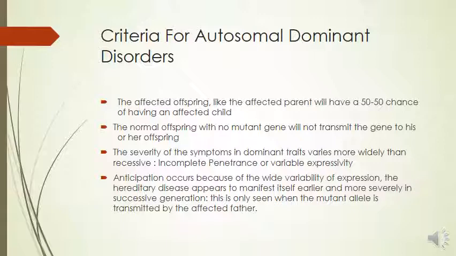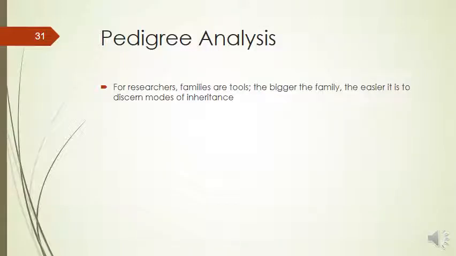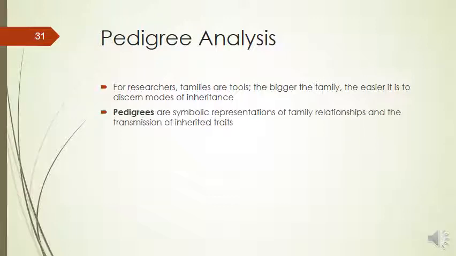If we look at pedigree analysis, for researchers, families are tools. The bigger the family, the easier it is to discern modes of inheritance. And pedigrees are symbolic representations of family relationships, of family histories, and the transmission of inherited traits. I know that you've been looking at these in some of your other courses, and we're going to be discussing them in this course too.